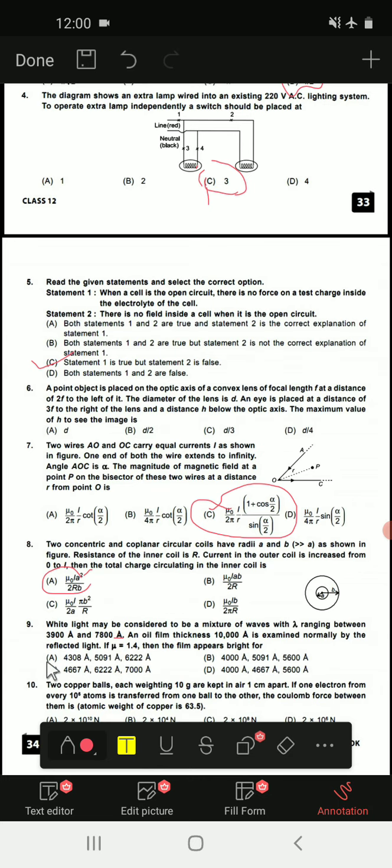In this question, the correct answer option is 9A. So A is the correct answer option. After that, we have the next one, question number 10.